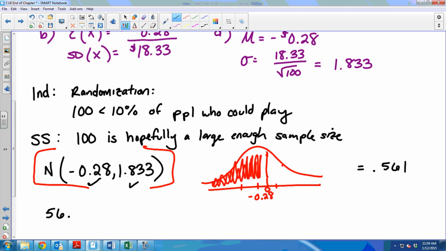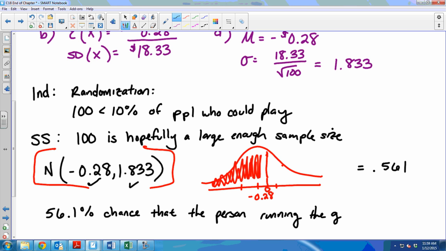There's a 56.1% chance that the person running the game makes a profit. Does that question make sense? It's not that you couldn't do it. It's just stuff we, from old chapters, are putting much stuff together. We okay with that one?